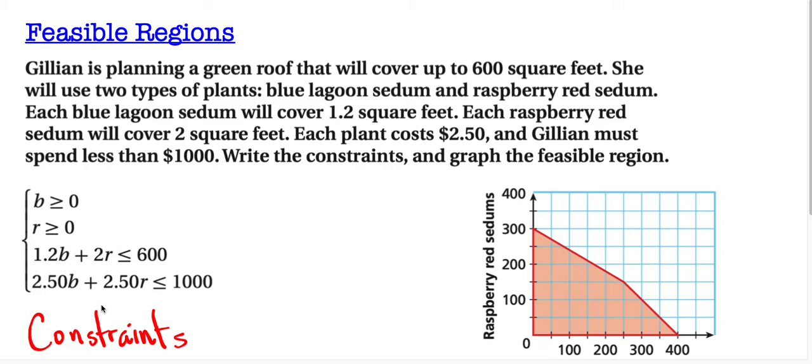So the inequalities that we wrote yesterday were called constraints. This thing is called the feasible region. And honestly, this is probably what I consider, yeah.